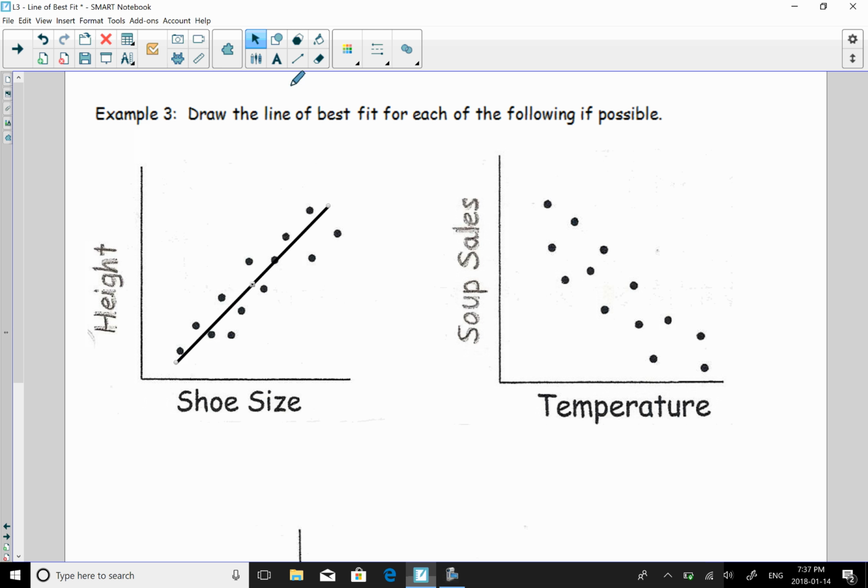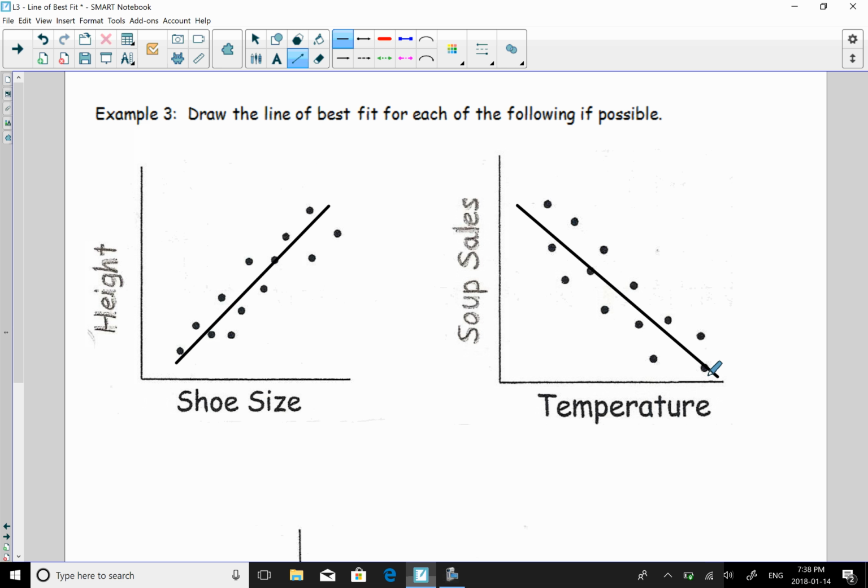And it'll help us make predictions. So let's say I wanted a point in between here. I can predict when a shoe size is a certain amount, what would the height be? So again, do the same thing. Put your ruler and then move it accordingly to try your best to get an equal amount.